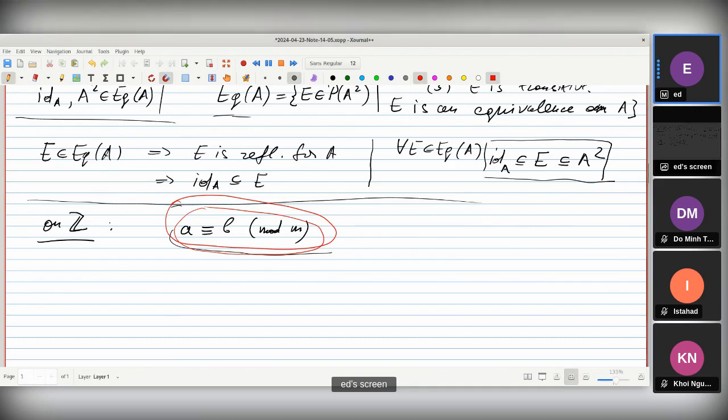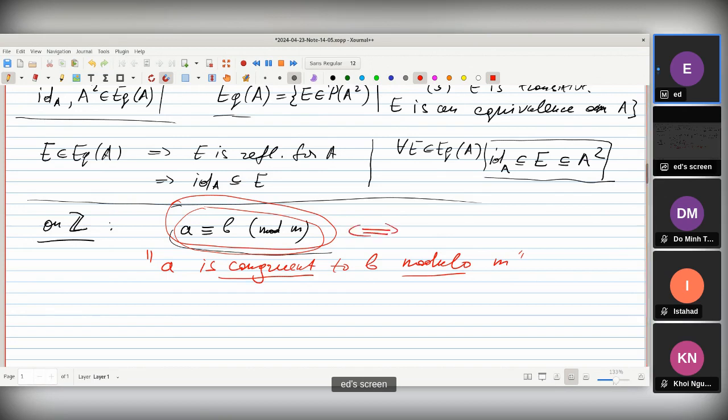You have forgotten the name. Yeah. The name is as follows. A is congruent to B modulo M. A is congruent to B modulo M.